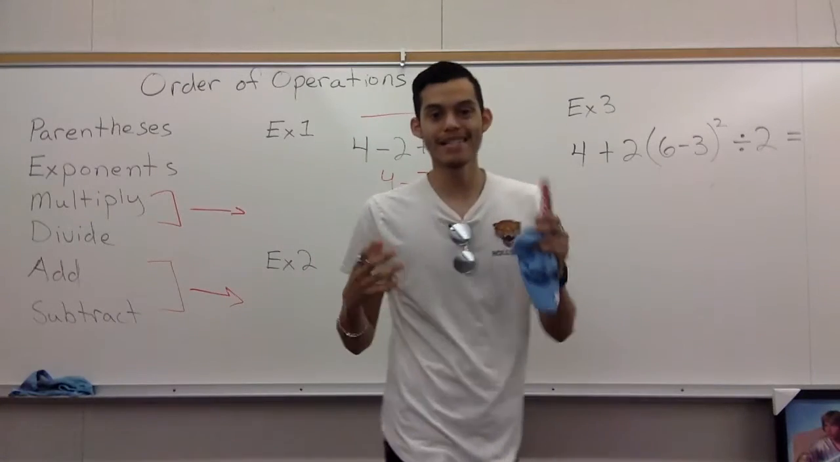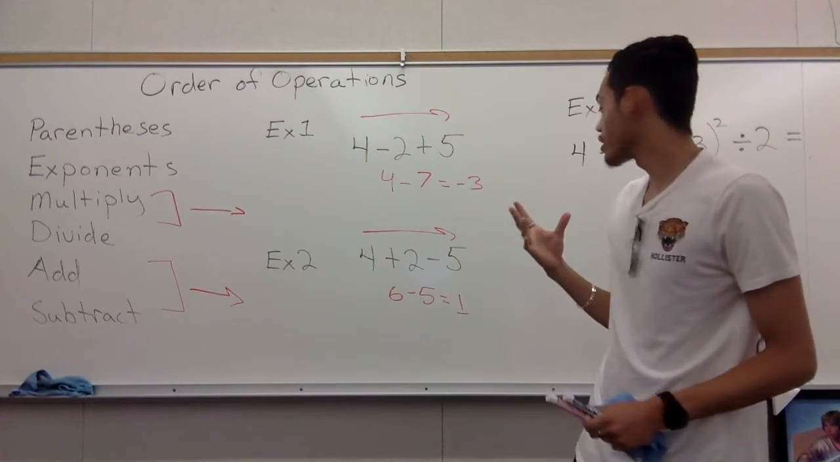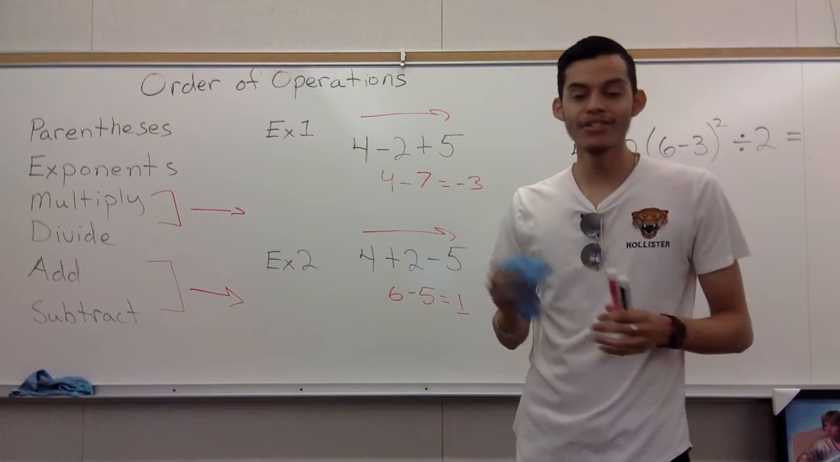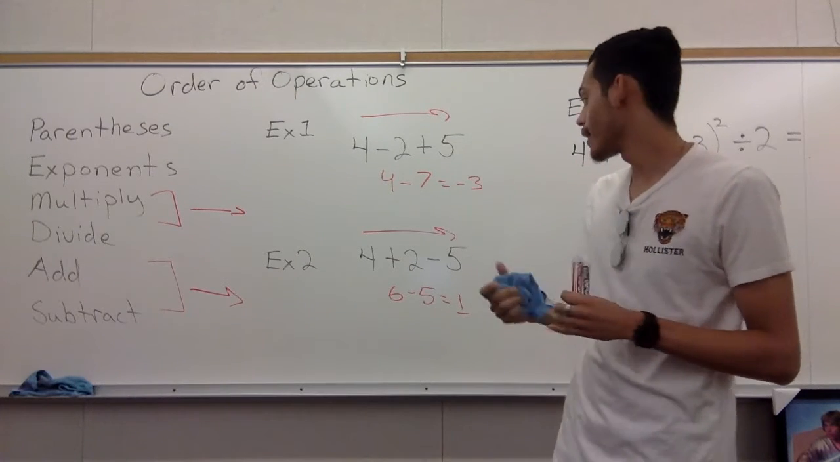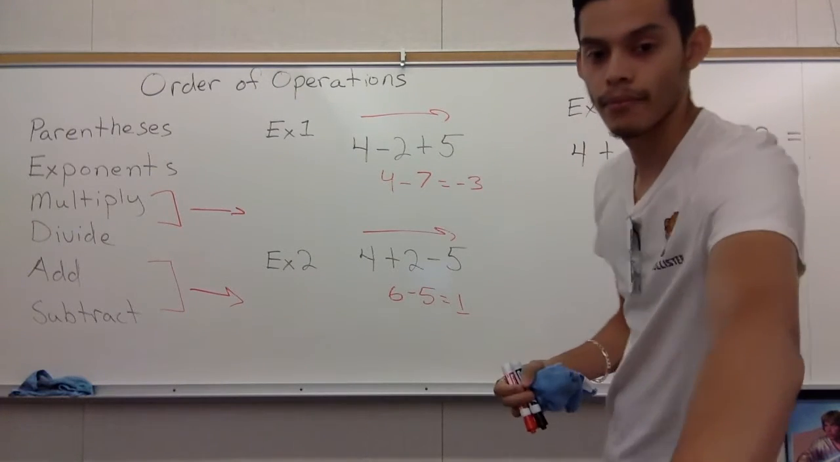So now I'm going to show you 2 examples using multiplication and division, and then a mixture of both of them.